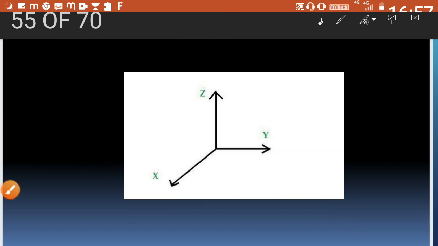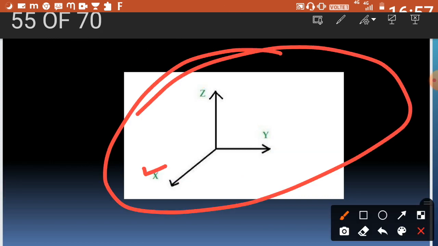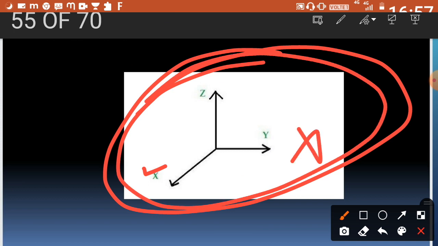So this is the XYZ plot. Here the graph is a bit rotated; otherwise we take x this way, and y and z. I think the graph is a bit rotated. However, we can also take x, y, z like this.